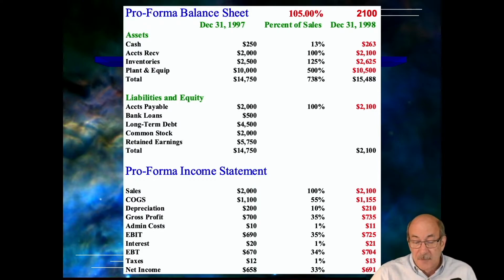You see our cash is up to 263. It's still 13% of the 2,100 now. Accounts receivable is 100% of 98 revenues, so 2,100, and so on down the line. And then our accounts payable are also 2,100, because historically they were varying at 100% of revenues. And then you see our income statement likewise. There are a couple of ways you could do this in a spreadsheet, and when I get to my spreadsheet, I'll show you one method. But you could take 100% times the new revenue, which is certainly one way to approach this.